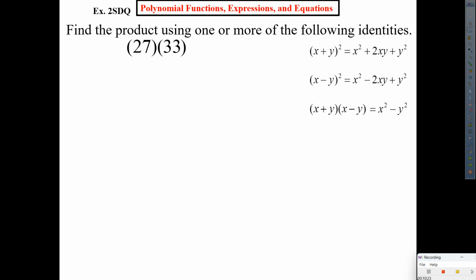Copy this one, please. Example super duper Q. Don't copy the instructions, just copy the numbers. 27 times 33. 27 times 33. All right?